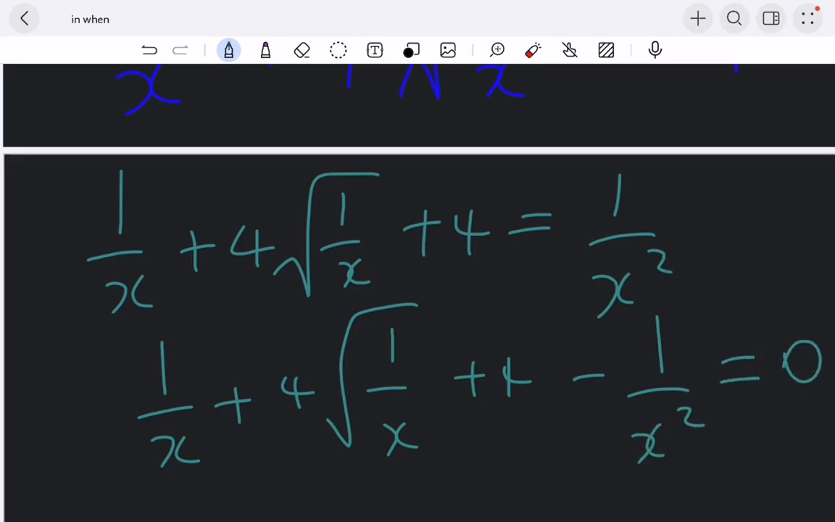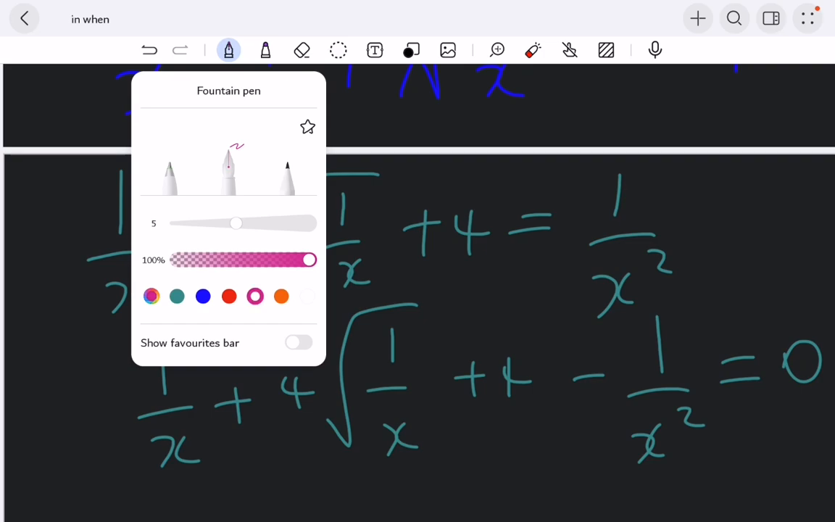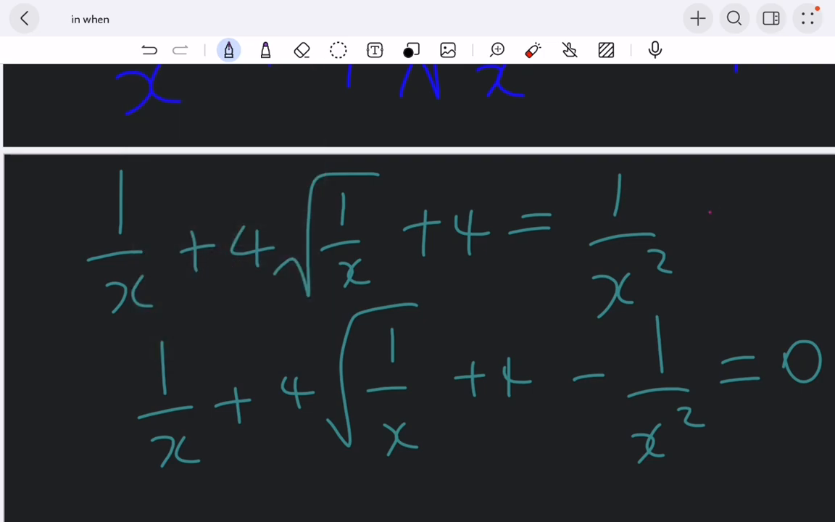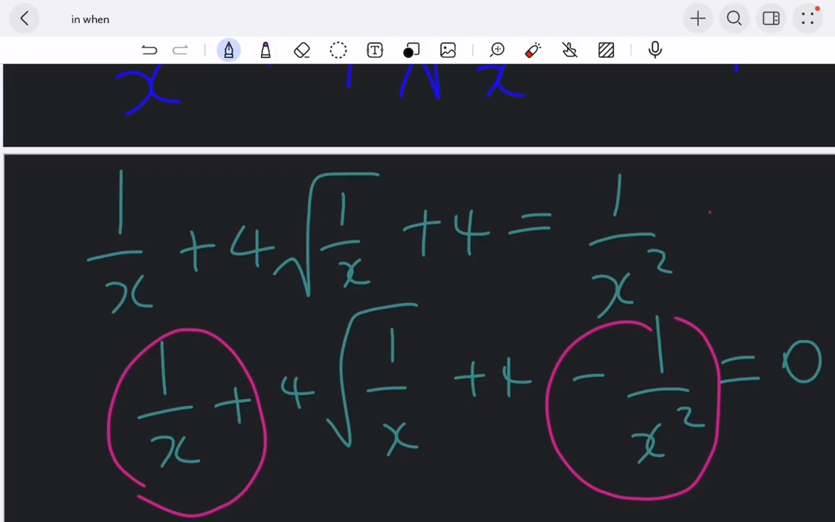And then now what we're going to do is factorize by grouping. By grouping, it means we're going to take the like terms and group them. We're going to take this one here and then this one and group them, and then the rest of the equations, and let's see what they give us.